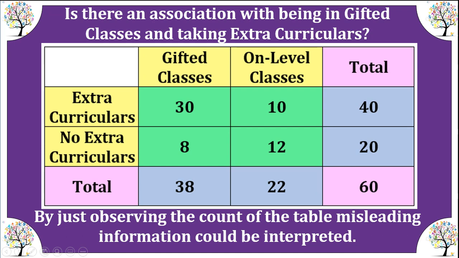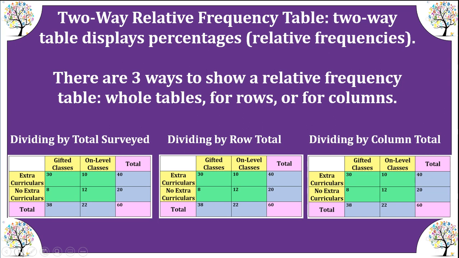So we're going to ask, is there an association with being in gifted classes and taking extracurriculars? Could I make a prediction of someone who's in a gifted class and predict if they would be participating in extracurriculars or not? However, if we just look at the count, we may not get an actual good evaluation. So what we're going to have to do is look at the percentages to get a better idea to see if there is an association.